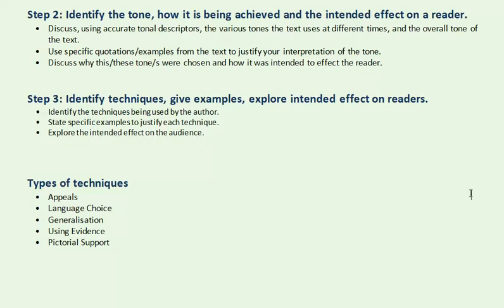Different types of techniques that we can talk about here are the various range of appeals, the various language choices or styles of language that authors can use, generalization, the various types of evidence that authors can use. Pictorial support's a good one. That one's in there for you, Claire. We've also talked about rhetorical questions. We've talked about repetition.